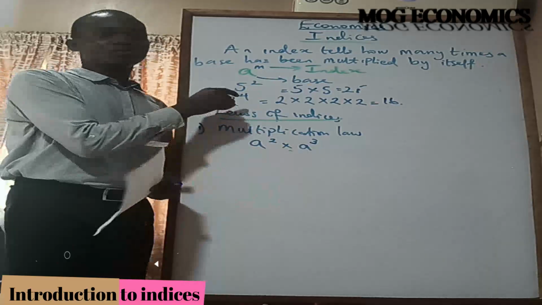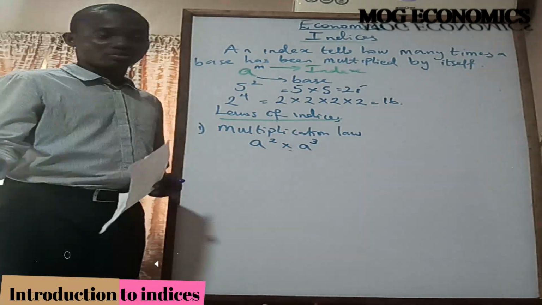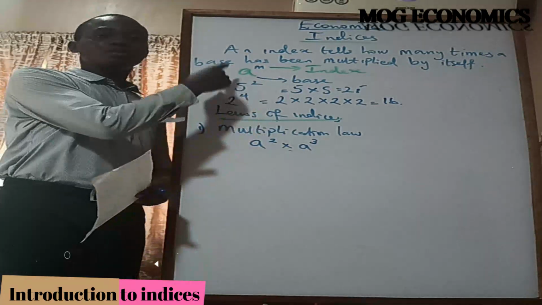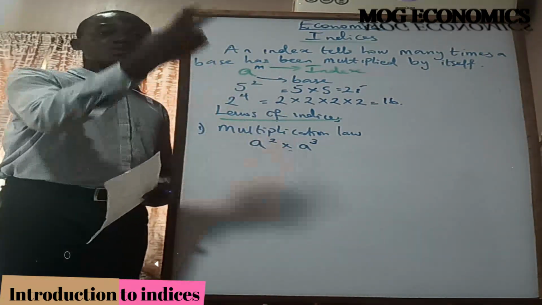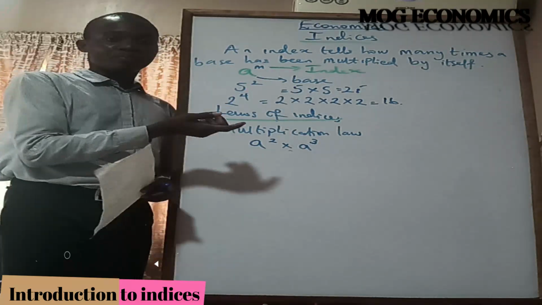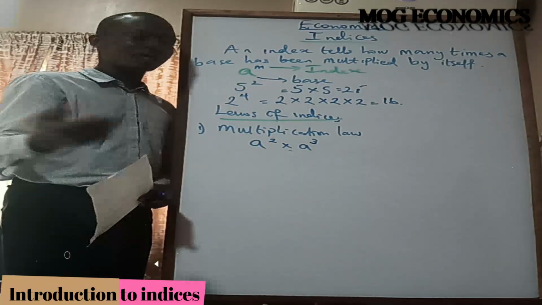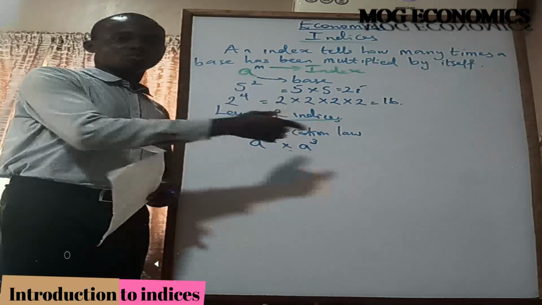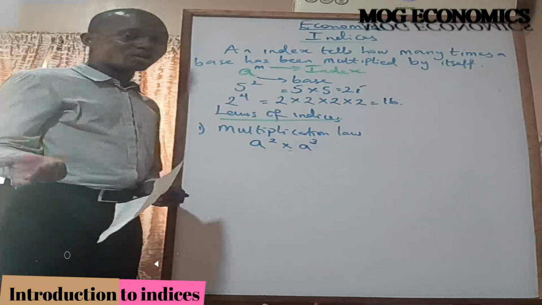So let's say I have 5 squared. What 5 squared means is that 5 has been multiplied twice. So 5 raised to power 2 is 5 times 5. The 2 is telling us that we are multiplying 5 two times. How about 2 raised to power 4? The index is 4, telling us that 2 has multiplied itself 4 times. So you have 2 multiplied by 2, multiplied by 2, multiplied by 2, and that gives us 16. It's as simple as that.